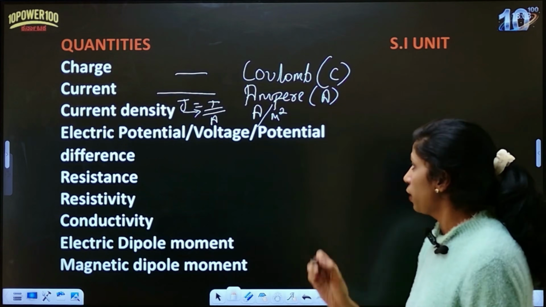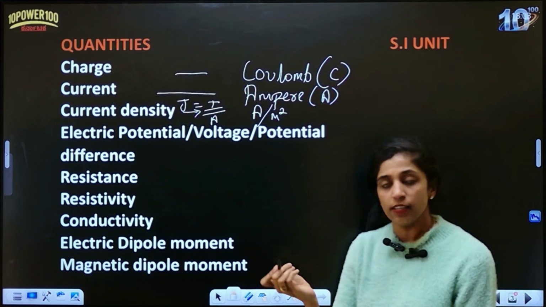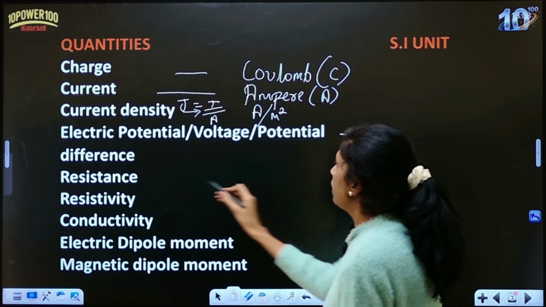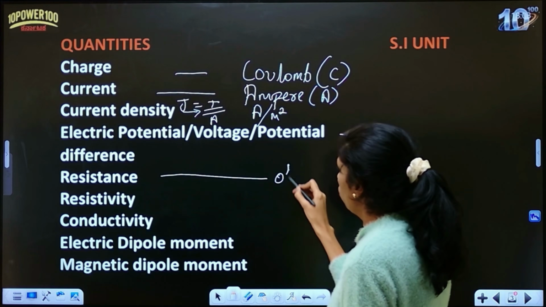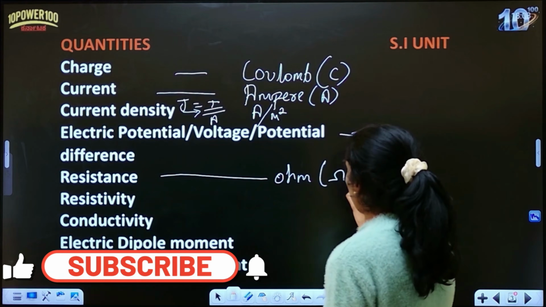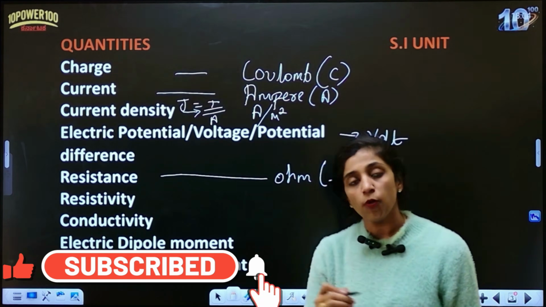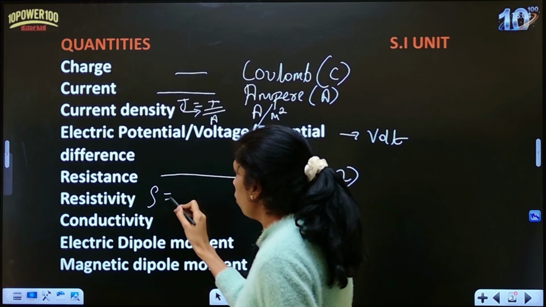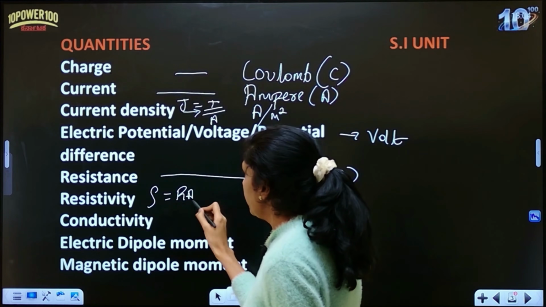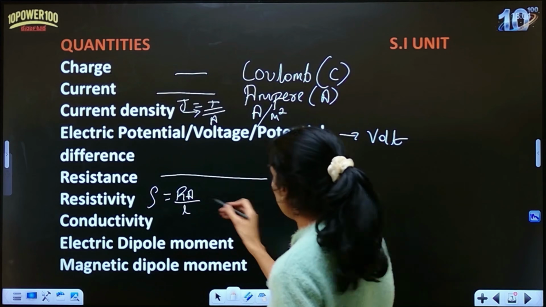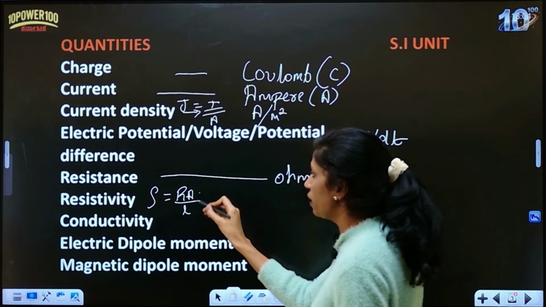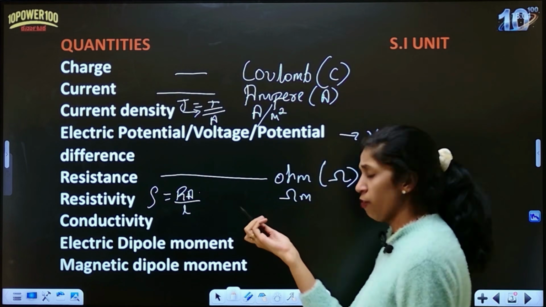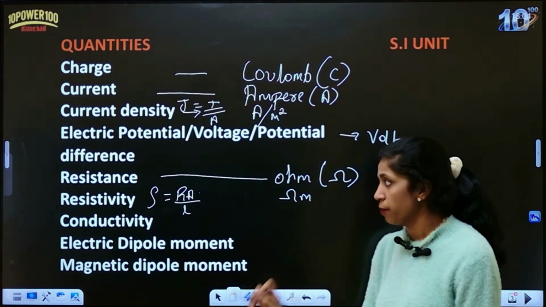Next, electric potential or voltage or potential difference. SI unit is volt. Next, SI unit of resistance is ohm. And what about the SI unit of resistivity, where resistivity is denoted by rho? Rho equals RA by L. So you know this formula. Using this formula, when you substitute ohm, meter square by meter, you get the SI unit as ohm meter. You would have already used this in your lab exams, so you might know this.